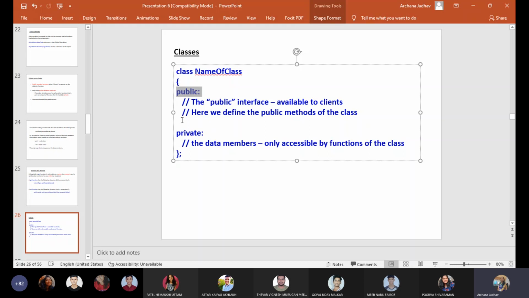So how is it written? It is written as private and then a colon, or otherwise public and a colon. It is not necessary to write both. For some programs you may have to write both, for some you may write only public, or only private. By default, if you do not write either one, neither public nor private, it is private only. If you are not writing anything, it will be considered private. Are you getting, students?